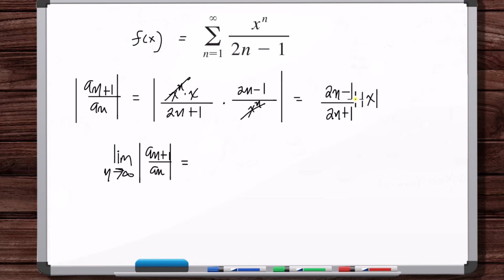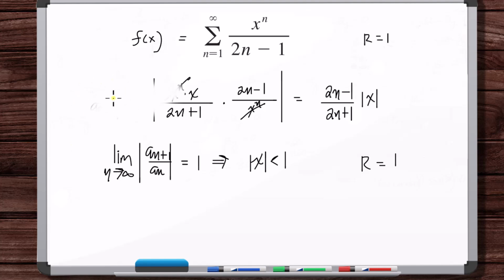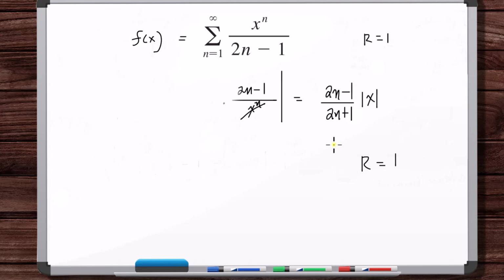Well, we could just take the absolute value of x out of the limit. And what is this limit? That's going to be 1. So once again, the radius of convergence is 1. In the interval of convergence, we don't know. Oh, this is centered about 0. So, okay, we know it's going to be minus 1 to 1, but we just need to check the endpoints. All right. And again, for the endpoints, you're not going to be able to use the ratio test.